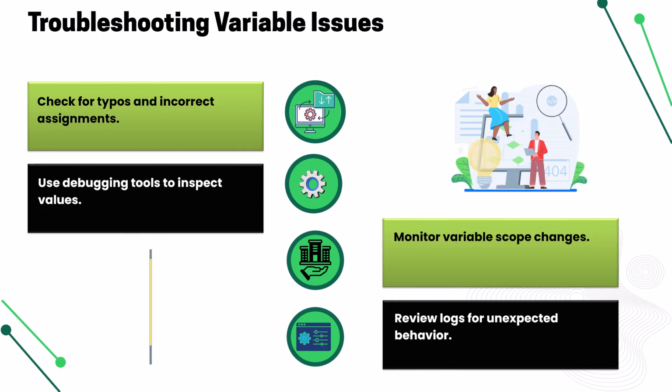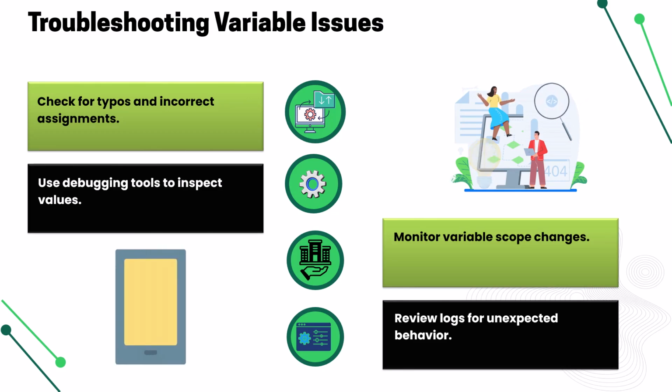Troubleshooting variables is detective work. First, double-check assignments. It's shocking how often a simple typo causes chaos. Debugging tools are lifesavers for inspecting values mid-execution. Keep an eye on scope changes, or you'll end up chasing ghost variables. And if all else fails, logs don't lie. They reveal every sneaky issue hiding in your code.